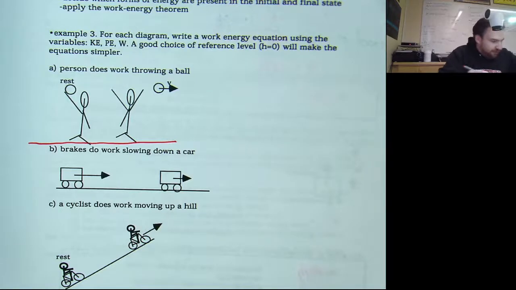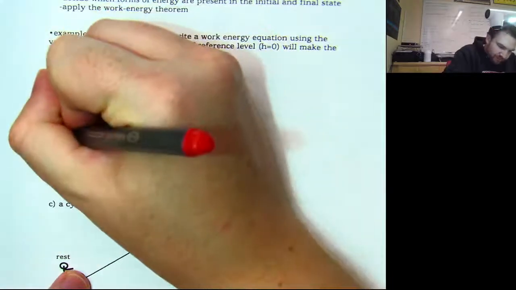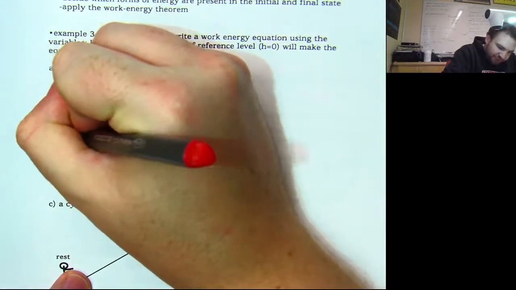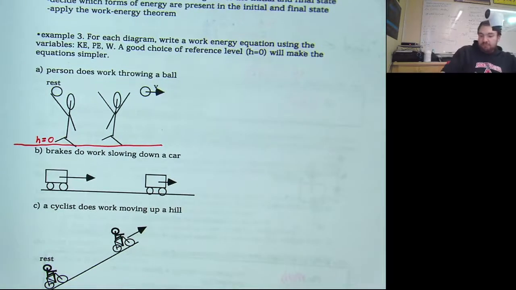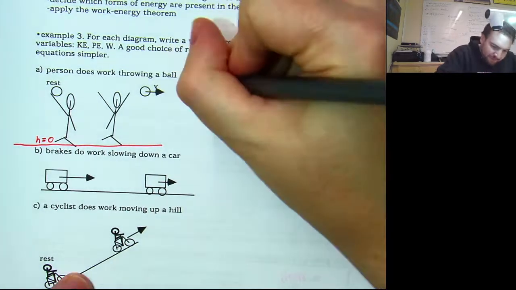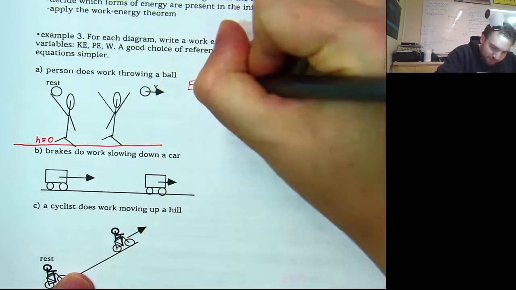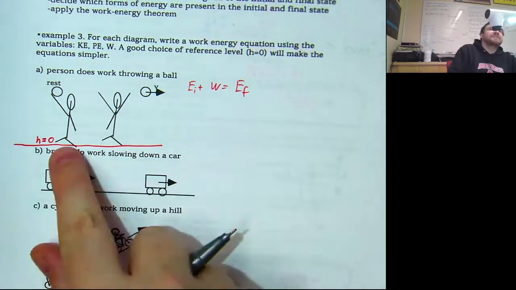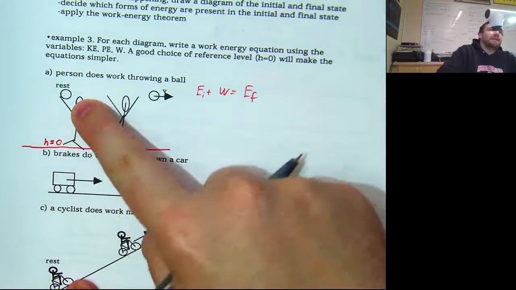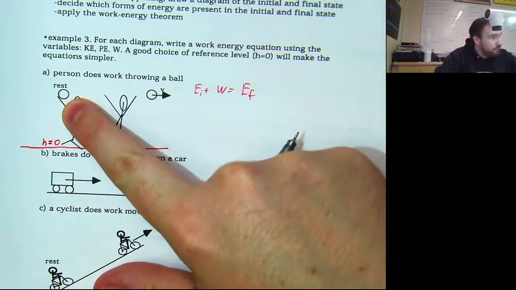You want to use the height off the ground. Okay, if I call this H equals 0, and then I do my work energy theorem, I've got my energy initial plus work equals energy final. If this is height equals 0, what kind of energy does my ball have at the beginning of the problem?